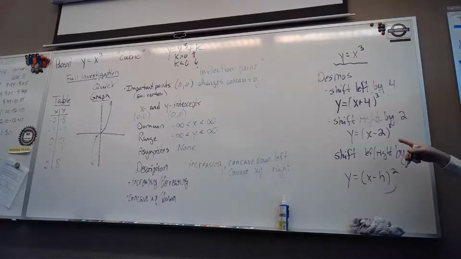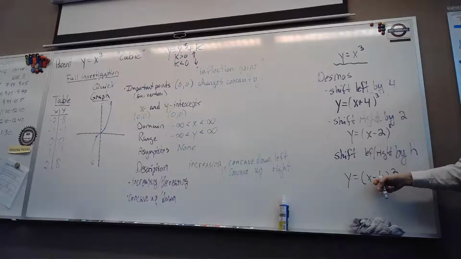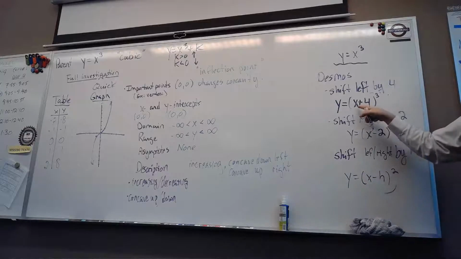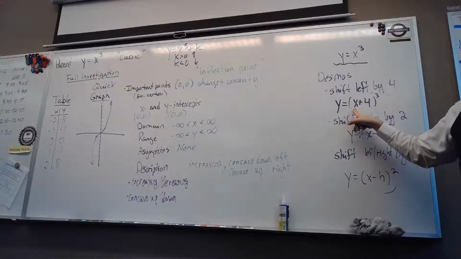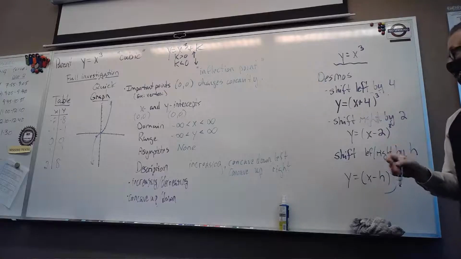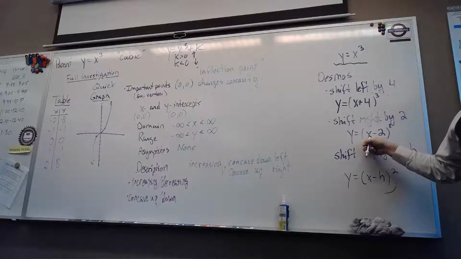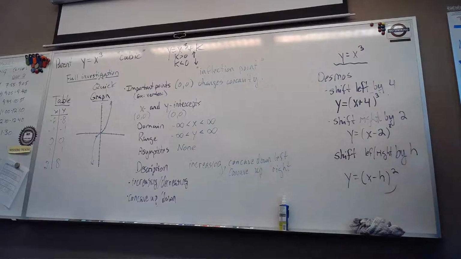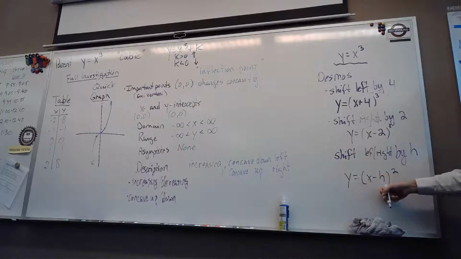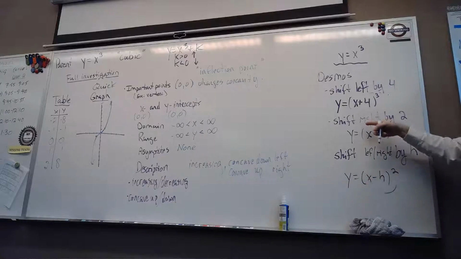Guys, remember this from quadratics, this was the weird one where it's the opposite of what you think it's going to be, because you want to think about what makes it equal to 0. If I put in a negative 4, I get 0. That means I'm going negative, to the left. I put in a positive 2, I get 0. That means I went to the right. I put in the opposite of what I see here.